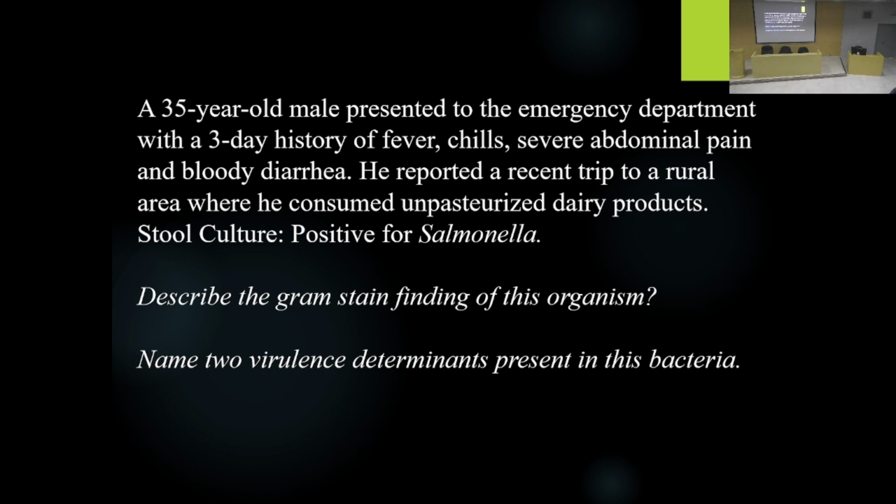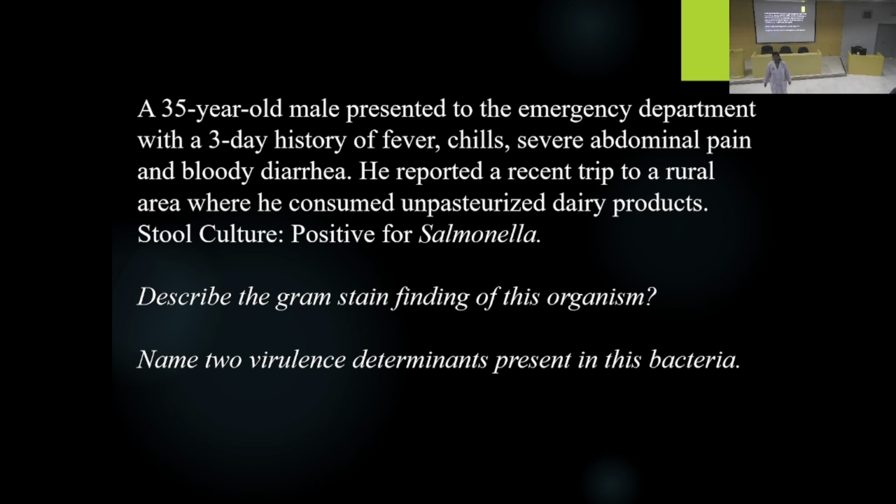Gram negative. So describe the gram stain finding of this organism. It is a gram negative bacilli. So now you know two types of bacilli, Shigella and Salmonella. They both are gram negative. So next, name two virulence determinants present in this bacteria. Endotoxins, very good. Another one?